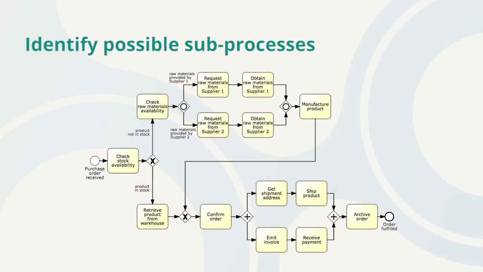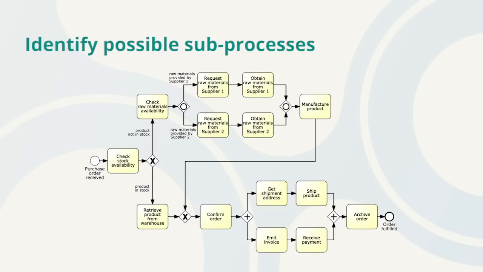So how do we identify possible subprocesses? Let's take a look at this example, which is a more refined version of the order-to-cash process that we've seen so far, where we have a whole component in the top branch to request and obtain raw materials in order to manufacture the product should this not be in stock.